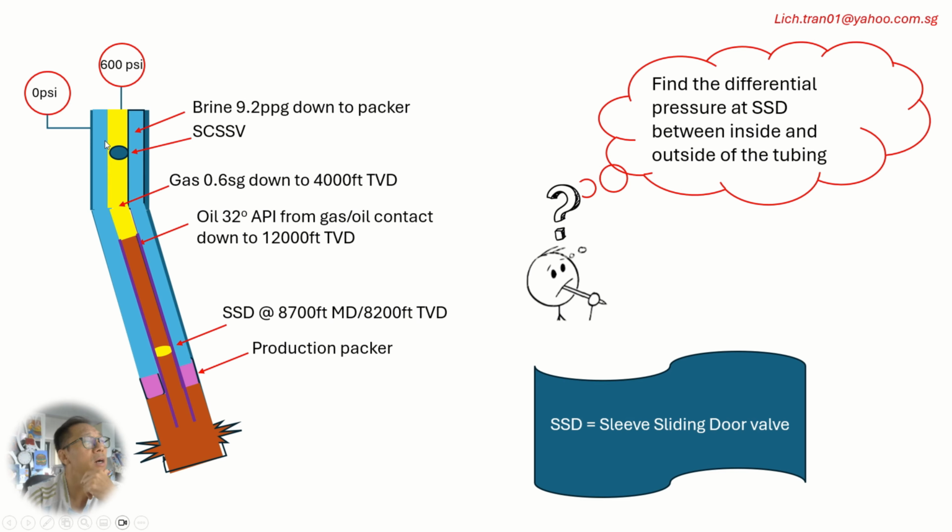And the annulus pressure on the gauge shows 0 psi, which means you have no communication between annulus and tubing. You have good zonal isolation at the production packer from above and below. And now the question is, find out the differential pressure across the SSD.